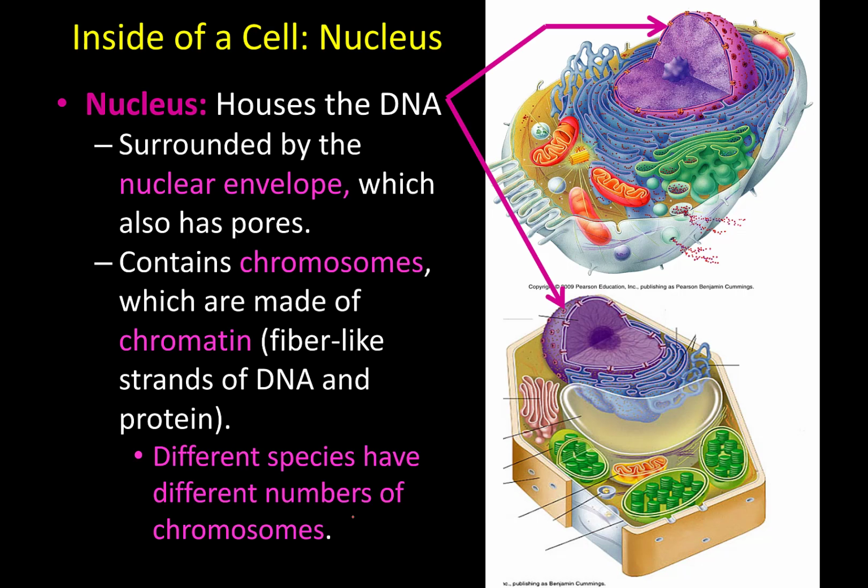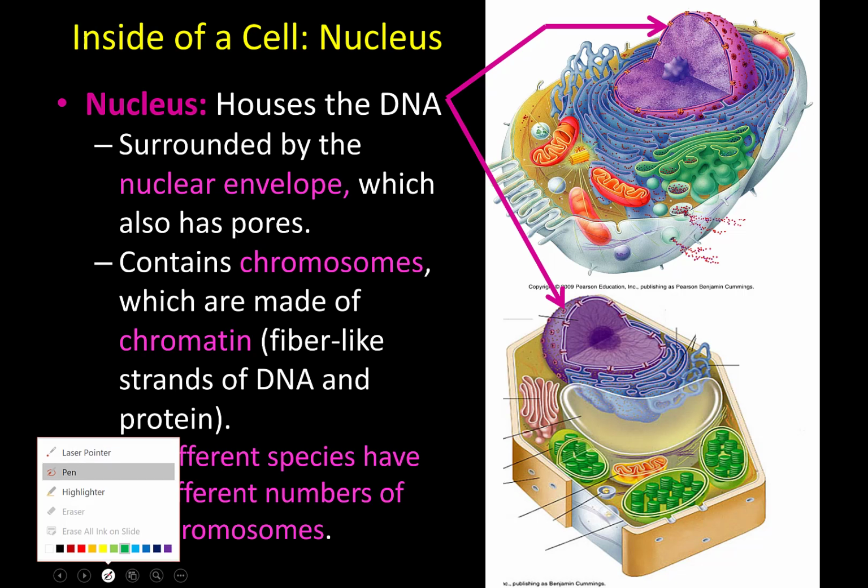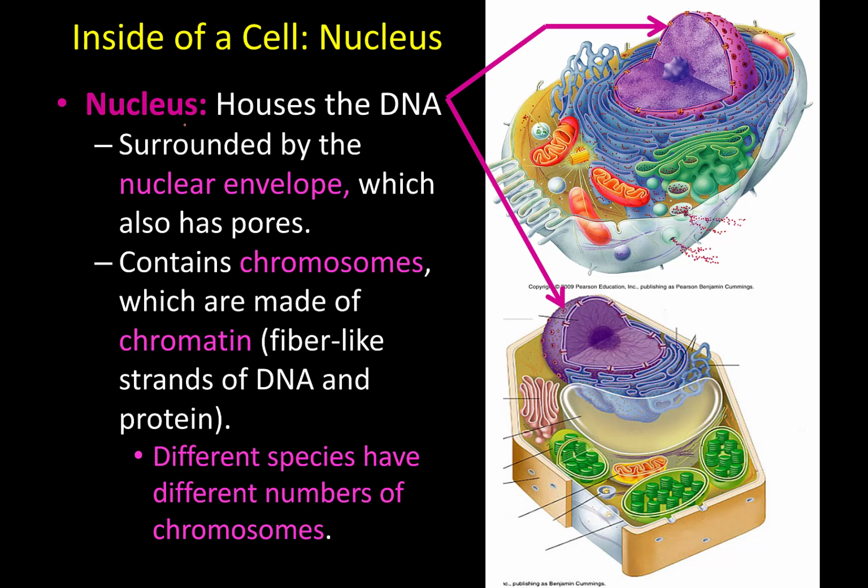The next structure that's found in both of these cell types is called the nucleus. The nucleus houses the DNA. It's surrounded by a membrane called the nuclear envelope, okay, depicted here in purple. Again, this is a cutaway diagram, so they have cut out this portion of the nucleus so you can see inside.